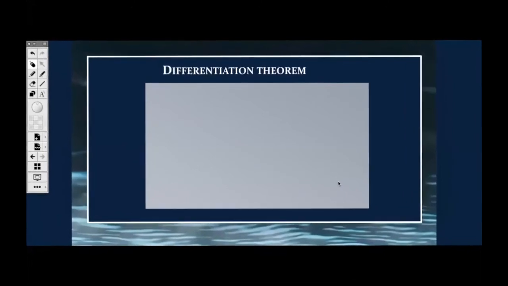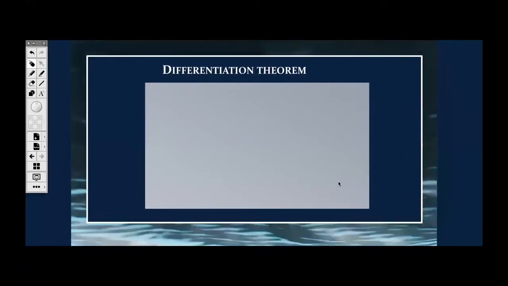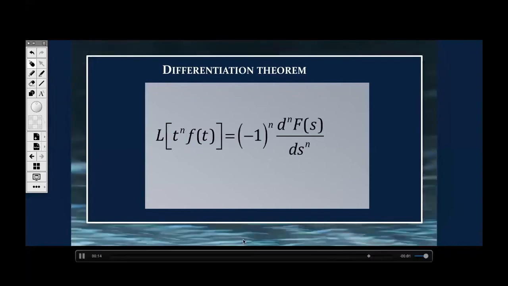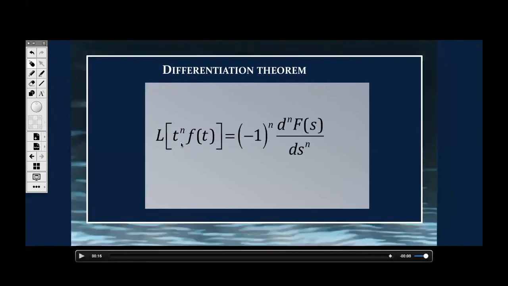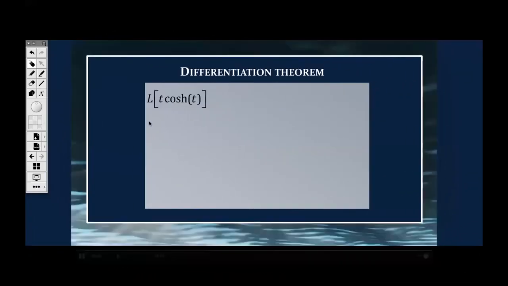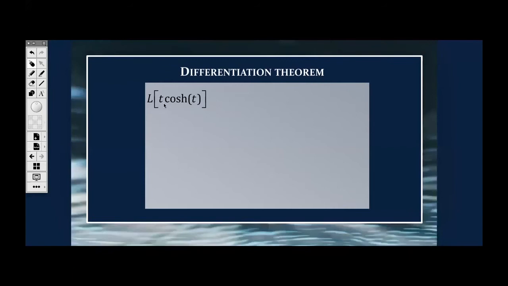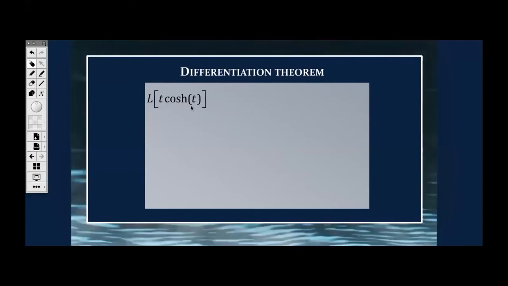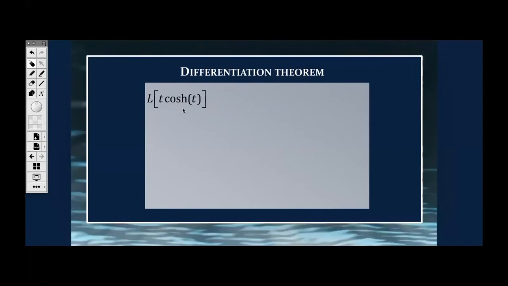Now we're going into the differentiation theorem, where the Laplace transform of a function f(t) times t raised to the power n is basically finding the derivative of the transform function of f(t) multiplied by -1 raised to the power n, where n represents the power on t. Activity, we're going to find the Laplace transform of t times the hyperbolic cos t. First, we have to find the transform of the hyperbolic cos t.